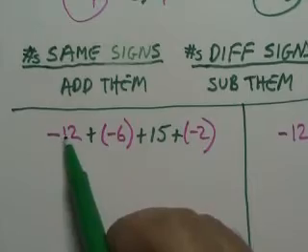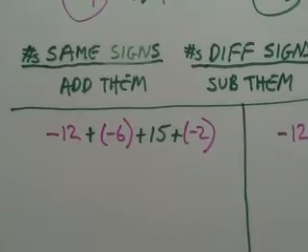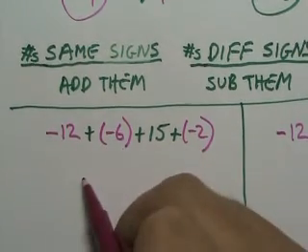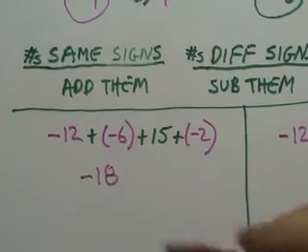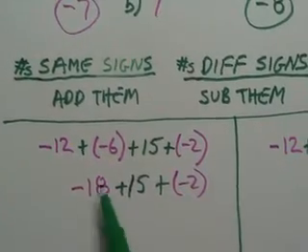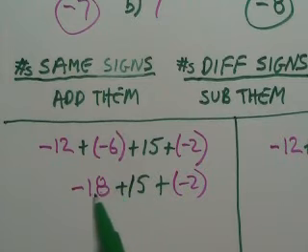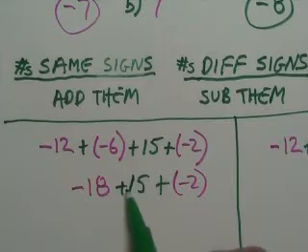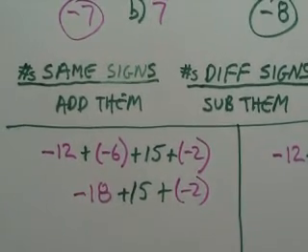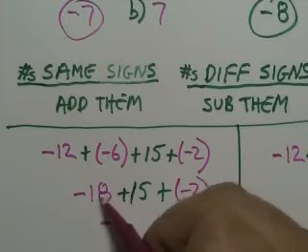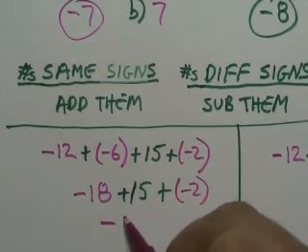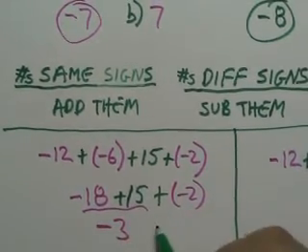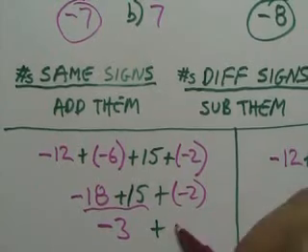Okay, so over here, negative 12 and negative 6, they're the same sign, so I'm going to add them. 12 and 6 is 18. So that's negative 18. I'll bring the rest down. Next, I'll combine these two together. Now, these are different signs. If they're different, you must subtract them. I have more negatives, so it's going to be negative. And 18 take away 15 is 3. Bring down the rest, plus negative 2.